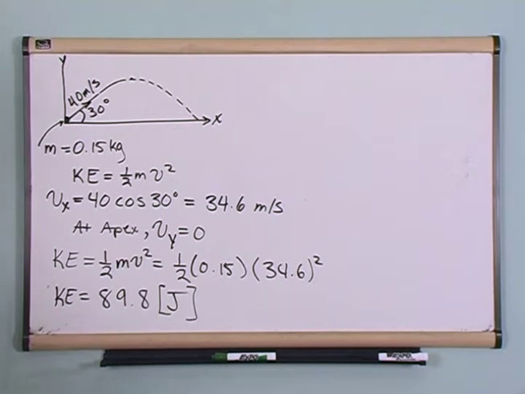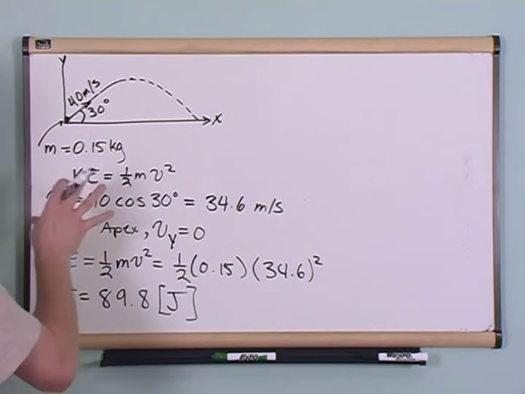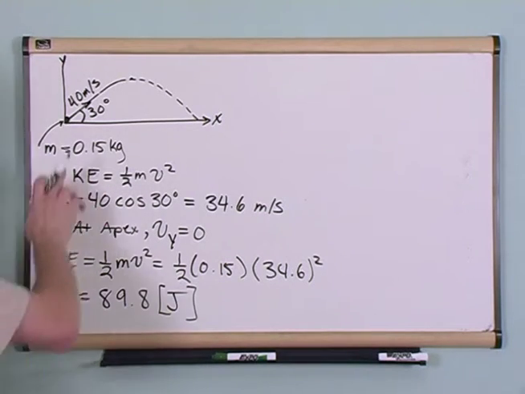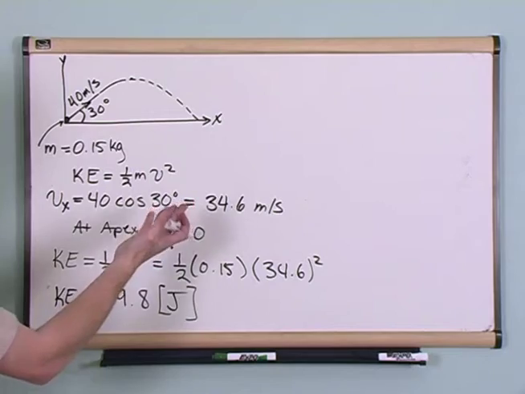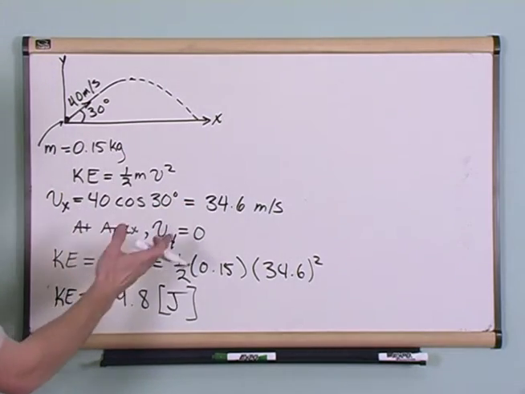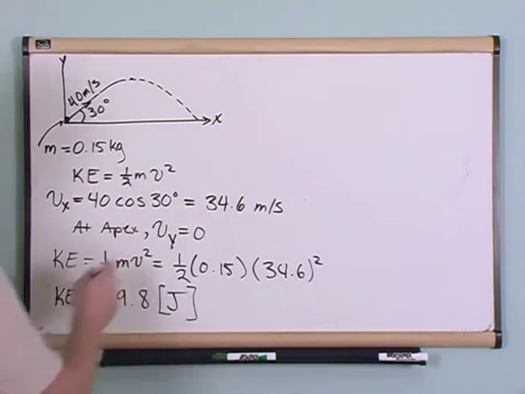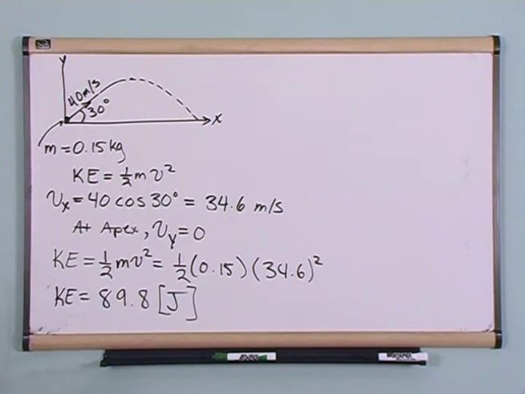But I wanted to make sure that you understand that you've got to look at the problem here and figure out, okay, at the apex, I need to find the velocity of the ball. There is no y velocity. The only x velocity here is the one I can calculate. So that's the one that I need to go ahead and use.